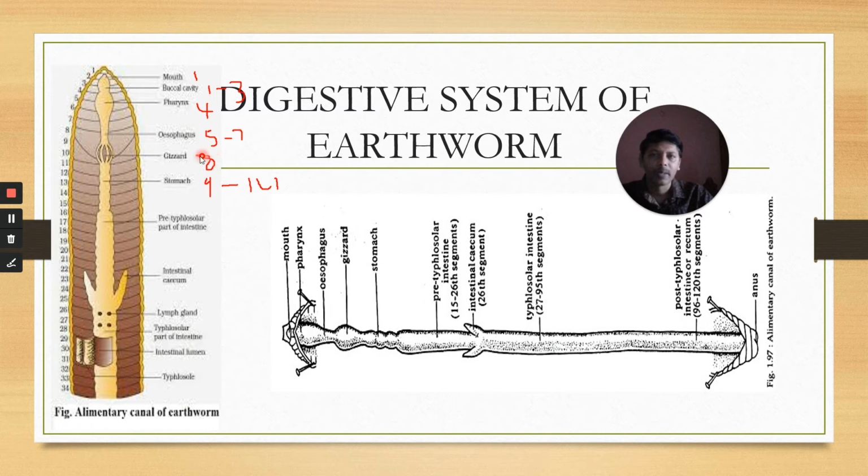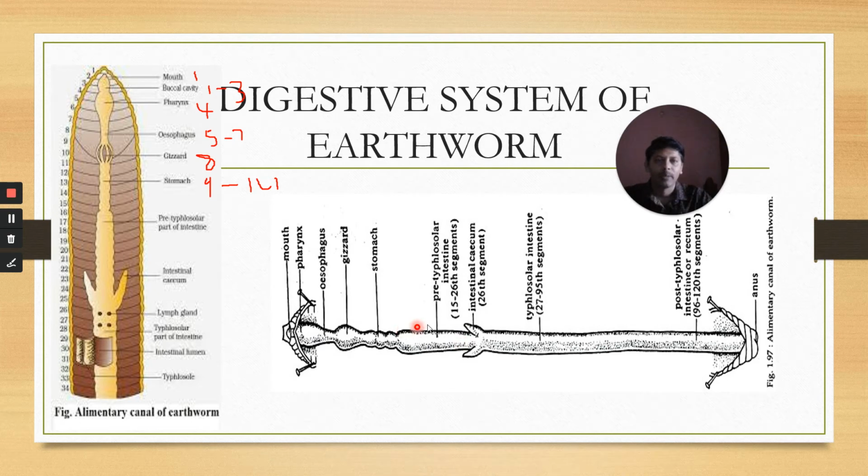Gizzard. Okay, gizzard is in the eighth segment. Look here, this is the gizzard. Gizzard we also find in the alimentary canal of cockroach and also in birds. This gizzard opens into stomach. Stomach extends from 9th to 14th segment. Then from the 15th segment to the last segment is the intestine, which is the longest part of the alimentary canal. What is the longest part of the alimentary canal of earthworm?